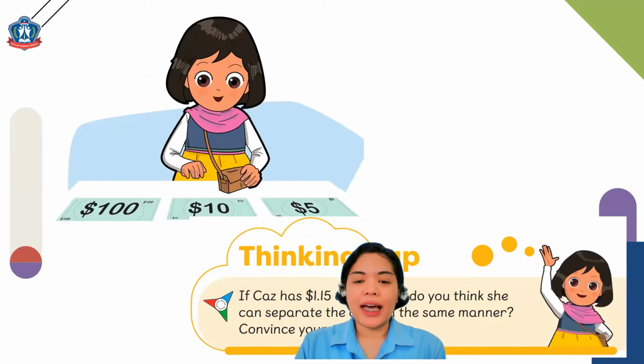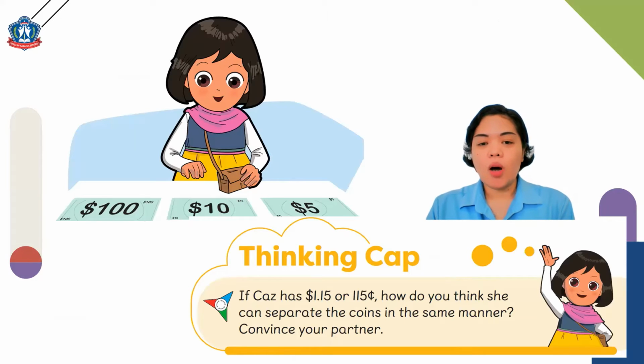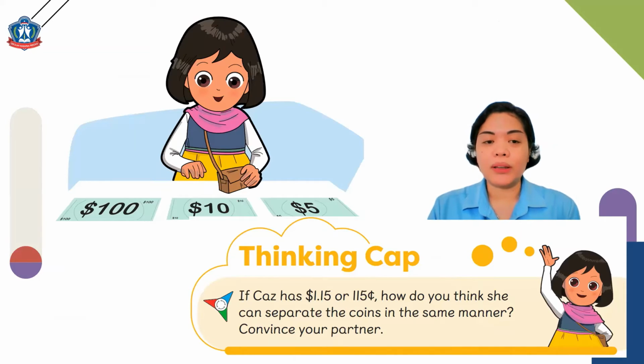How about if Kaz has $1.15 or 115 cents? How do you think she can separate the coins? Is it the same with the previous number or money, which is $115? So during our class, let's discuss more about this.